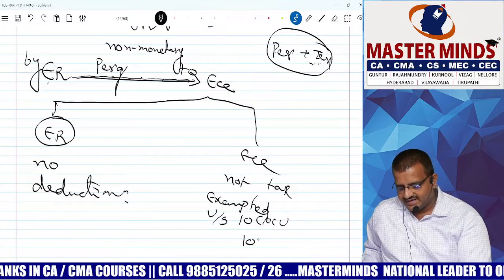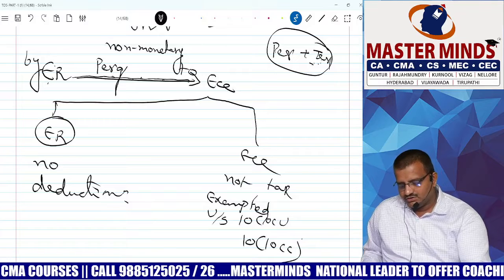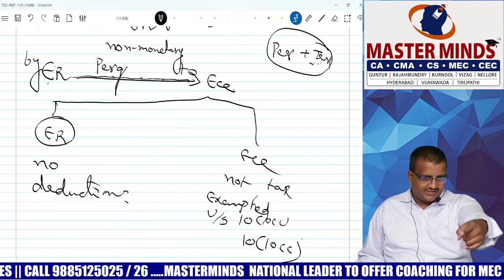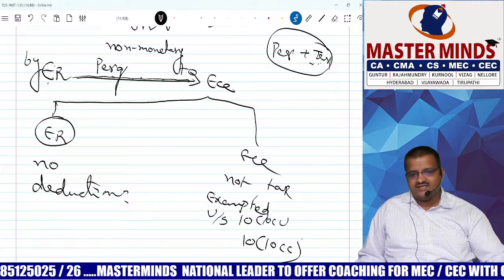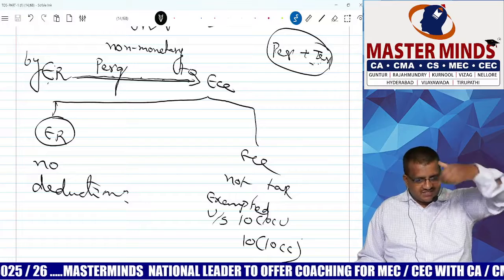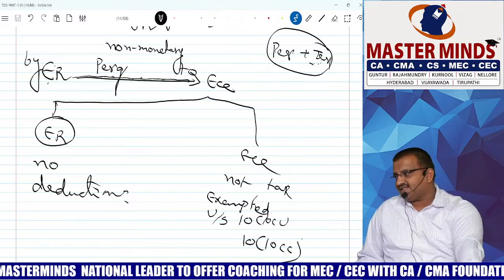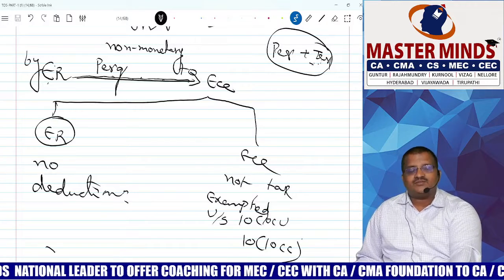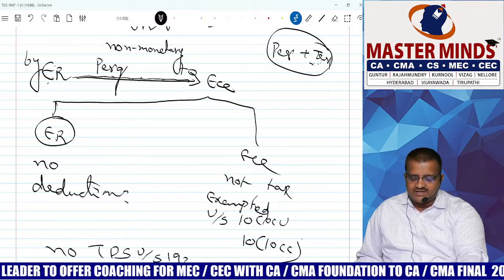10CC. That's it. So whatever the non-monetary perquisites provided by the employer to the employee, and the employer only paid the tax on behalf of the employee, that is not allowed as deduction in the hands of the employer and not taxable in the hands of the employee. Now ultimate question, TDS applicable or not applicable? No TDS under section 192.